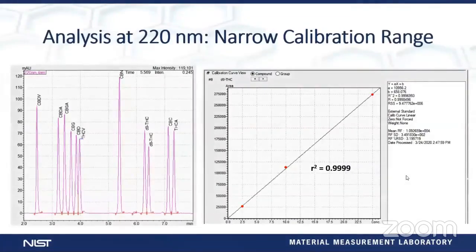For our method, we look at 11 cannabinoids at a single wavelength, 220 nanometers, for quantitative purposes. And here on the right, I'm showing an example of what the calibration curve generally looks like. We targeted a very narrow range.